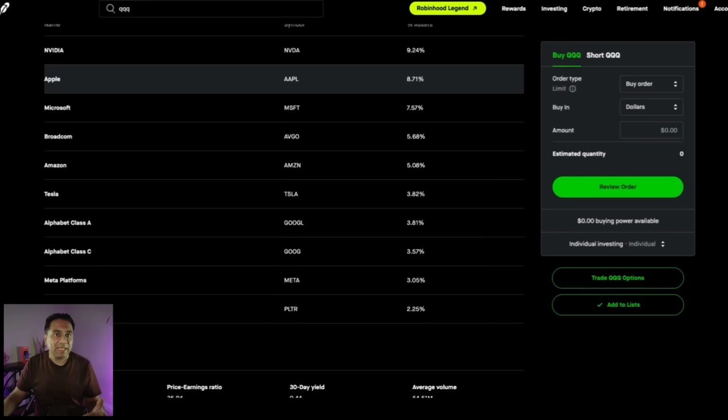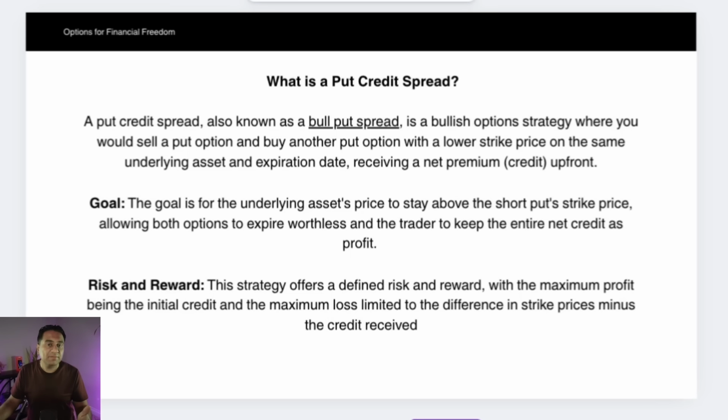And next, let's talk about the actual strategy that we're going to utilize to make $500 or more in weekly premium utilizing the QQQ. The strategy is called the put credit spread. A put credit spread is also known as a bull put spread and is considered a bullish option strategy where you would sell a put option and you also buy another put option with a lower strike price on the same underlying asset, which is our stock or ETF, QQQ in this case, and the same expiration date.